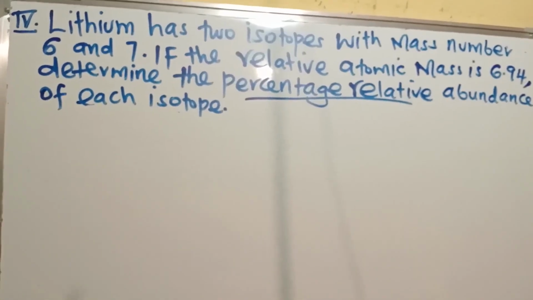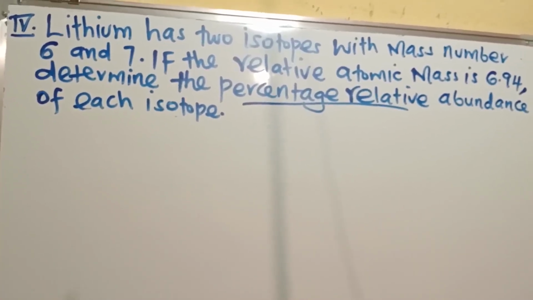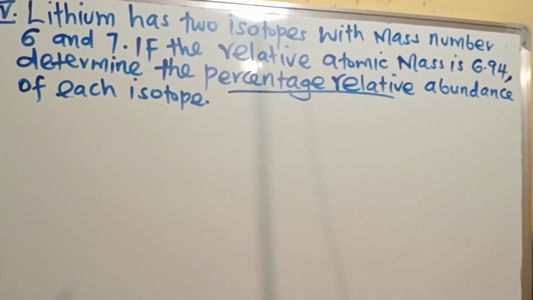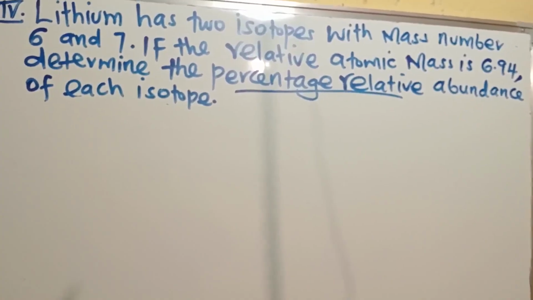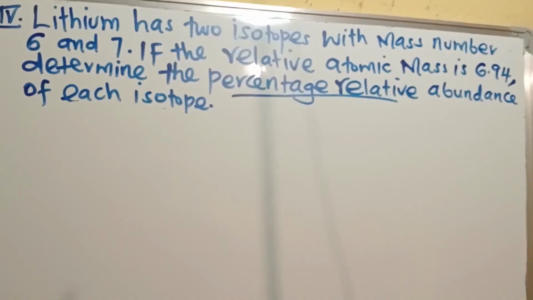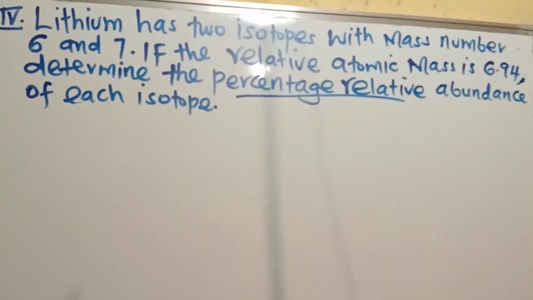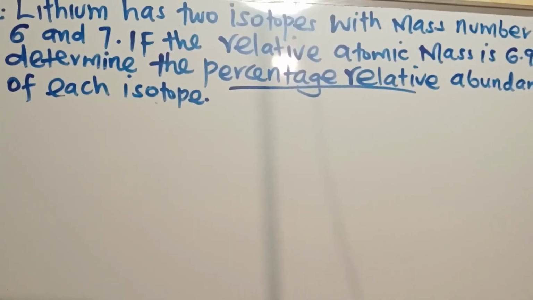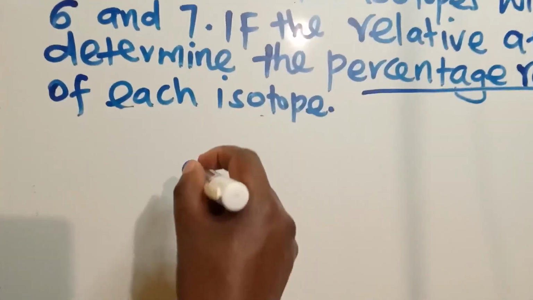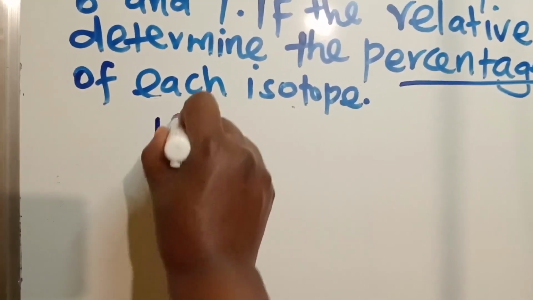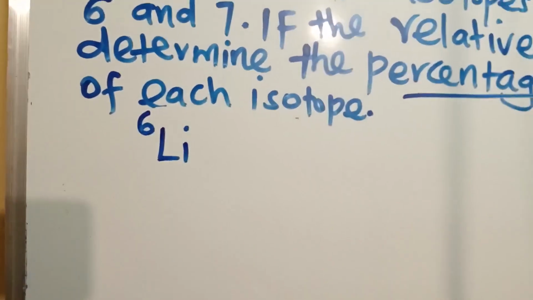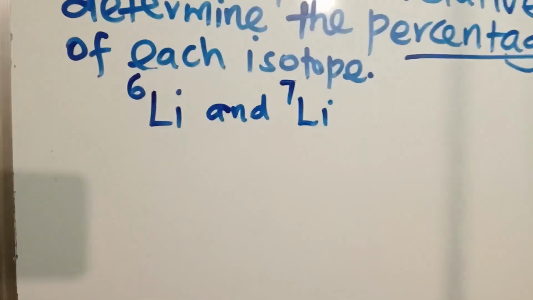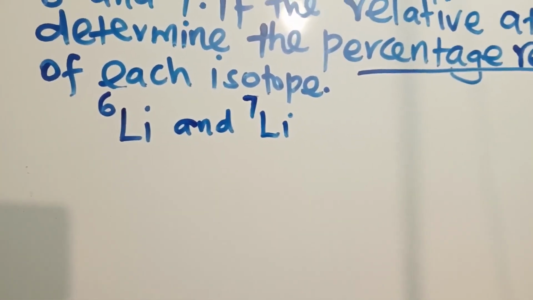Next, we have this question that says lithium has two isotopes with mass number 6 and 7. If the relative atomic mass is 6.94, determine the percentage relative abundance of each isotope. So before we go to the calculation, there is this interpretation that we can do first. So to begin with, we say there are two isotopes of lithium. We have lithium 6, we write the 6 at the top, and we also write 7 at the top.